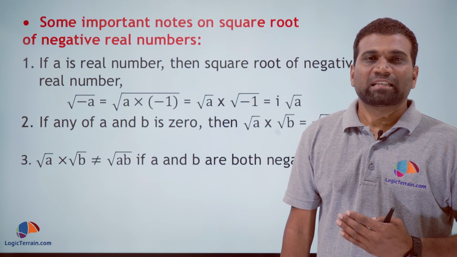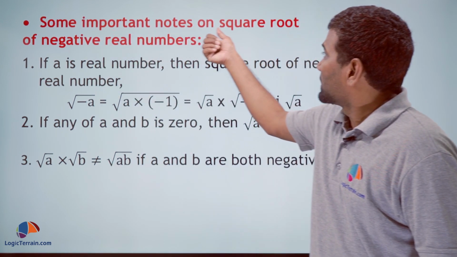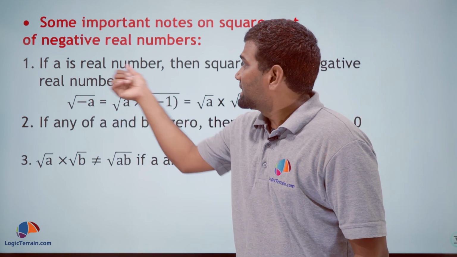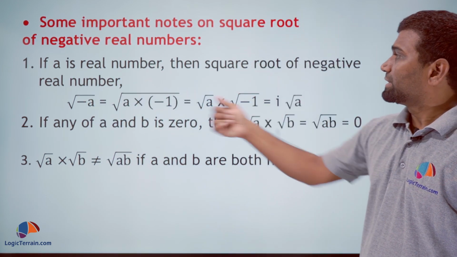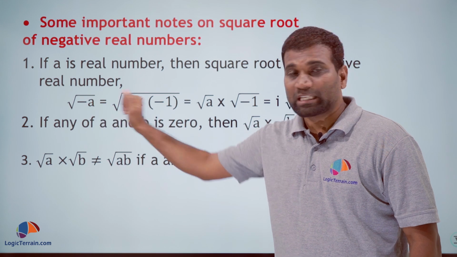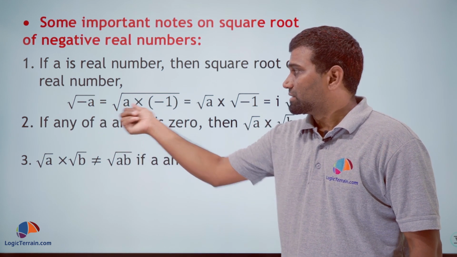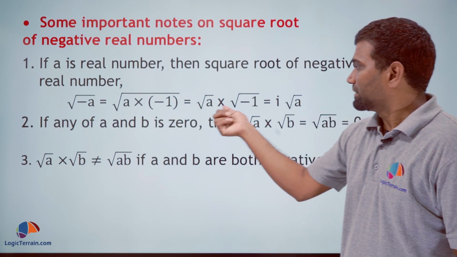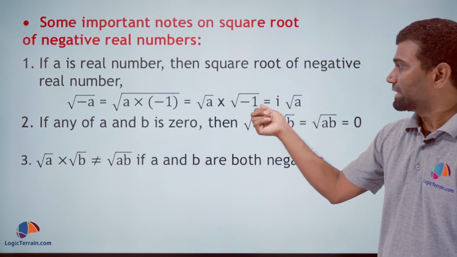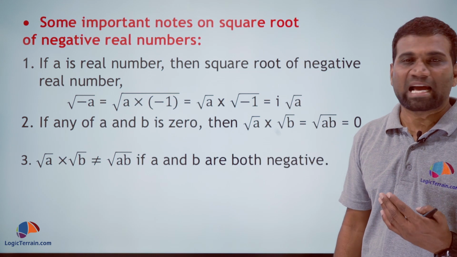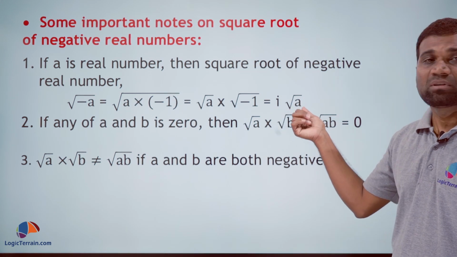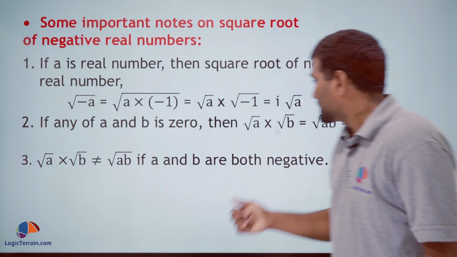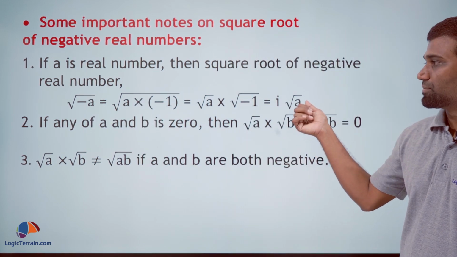Now here we'll discuss some important notes on the square root of negative real numbers. If a is a real number, then the square root of a negative real number, that is square root of negative a, can be rewritten as square root of a into negative 1, and further as square root a into square root negative 1. We know square root negative 1 is i, so it is i square root a. Which means square root of negative a is equal to i square root a.